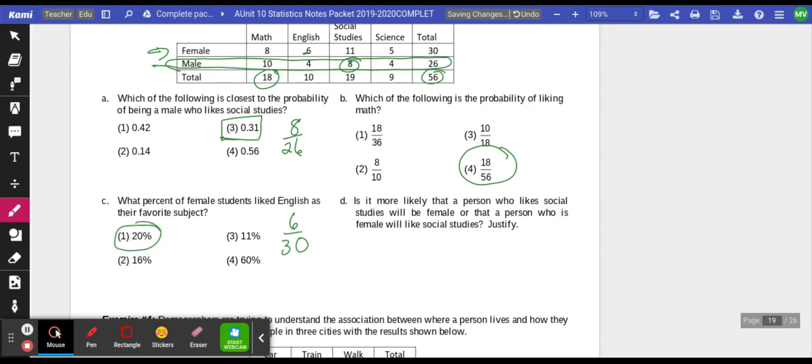And D, is it more likely that a person who likes social studies will be female or that a person who is female will like social studies? So here again, we've got to separate that too. So a person who likes social studies is female. So that is 11 out of 19, versus a person who is female will like social studies. So female is 30, so that's 11 out of 30. So the top one is more likely.